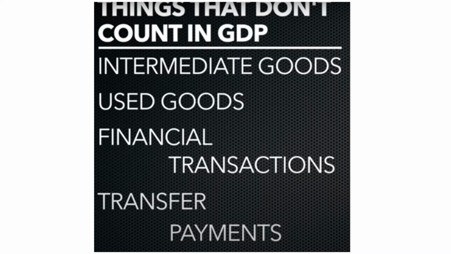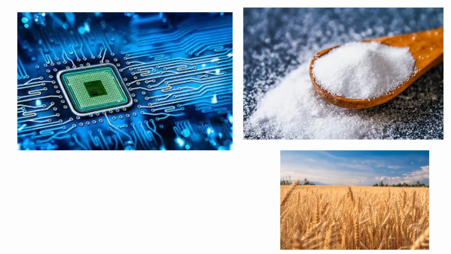So, what's not included in GDP? Well, stuff like intermediate goods, used goods, financial transactions, and transfer payments. What is an intermediate good? An intermediate good is computer chips used in cars, or salt used in foods, or wheat to make bread. It's not the final product, but it's used to make the final product.